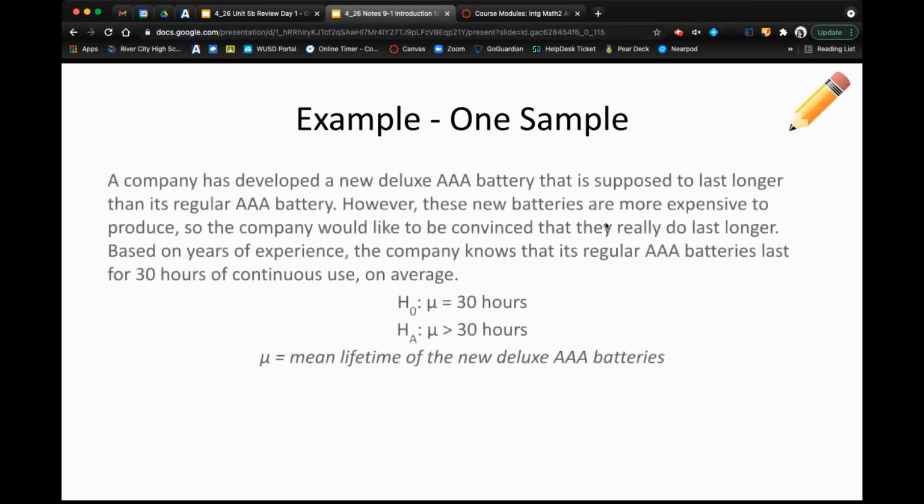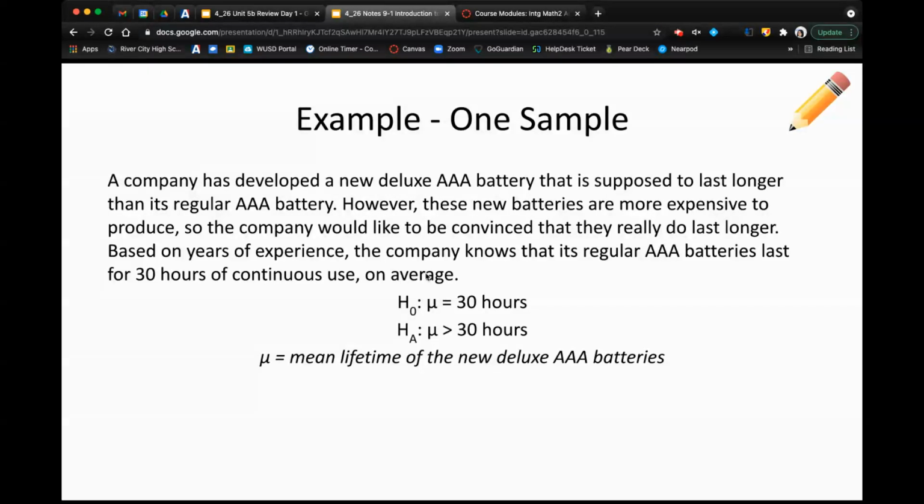So here's an example of writing out a one sample null and alternative hypothesis. It says a company has developed a new deluxe AAA battery that is supposed to last longer than its regular AAA battery. However, these new batteries are more expensive to produce, so the company would like to be convinced that they really do last longer. Based on years of experience, the company knows its regular AAA batteries last for 30 hours of continuous use on average. So this keyword here indicates, and also we don't see any percentages here, that we should be using means for this problem.